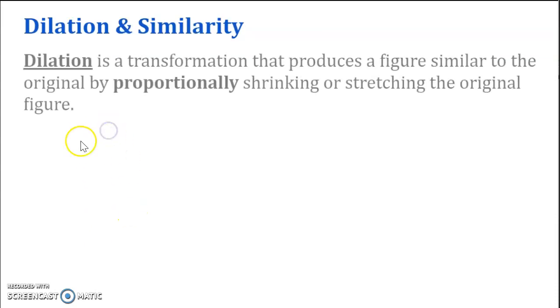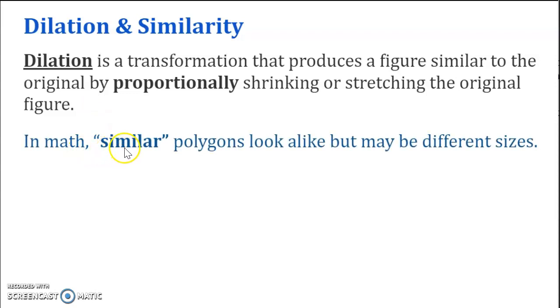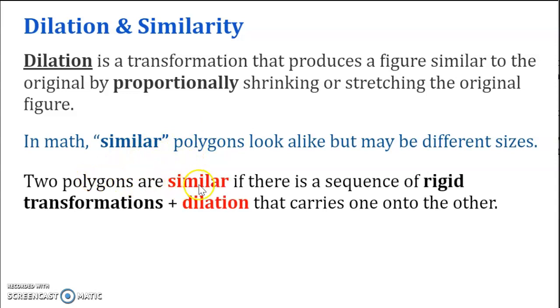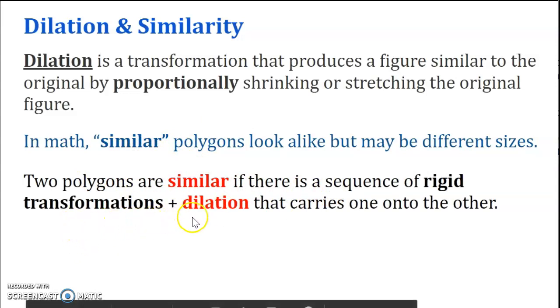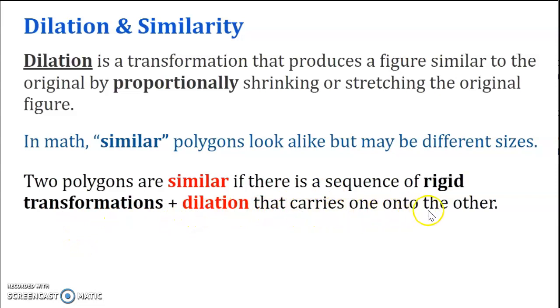Great. Well, dilation and similarity. How are they similar? Well, dilation is a transformation that produces figures similar to the original by proportionally shrinking or stretching the original figure. This was in notes from the previous days. So in math, when we say something is similar, they look alike, but they may be different sizes. So two polygons are similar if there is a sequence of rigid transformations and dilations that carries one onto the other. So how are they different? Dilation is a transformation, and with similarity, we're referring to something being similar as a result of dilation.